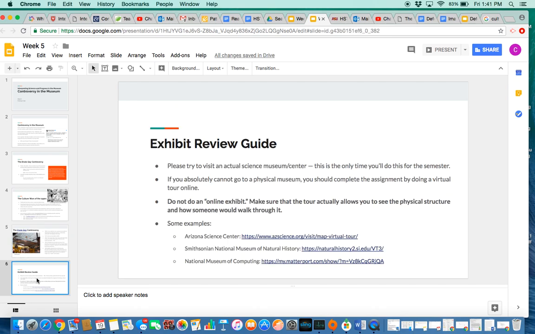Really briefly, I want to talk about the exhibit review guide. I will have already posted some information on this, but you want to really, really try to visit an actual location. It's the only time I'm going to ask you to do this for this short semester. You're just not going to get the same level of engagement if you don't visit in person. If you absolutely cannot do that, I know everybody has different schedules and different situations. So if you can't, you need to do a virtual tour online.